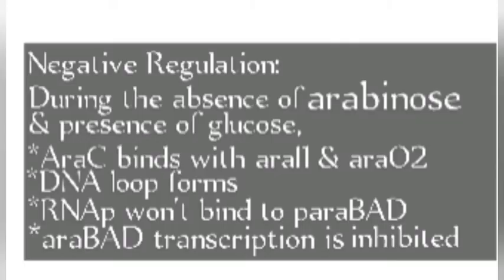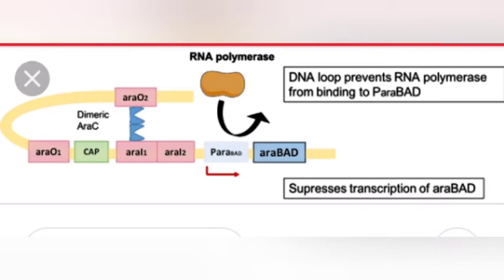Negative regulation. During the absence of arabinose, though presence of glucose, bacterial cells such as Escherichia coli do not need the enzymes responsible for arabinose catabolism. Thus, the absence of arabinose allows the regulatory gene product, also known as a dimer protein with two binding domains, to interact with ARA-I1 and ARA-O2 on the ARA operon, which subsequently leads to the formation of a DNA loop, that is, a curve shape, which in turn prevents RNA polymerase from binding to the structural gene's promoter, and therefore transcription of the structural genes is inhibited.